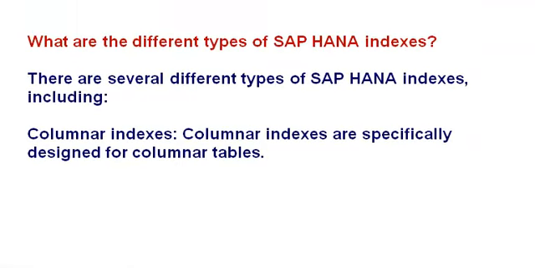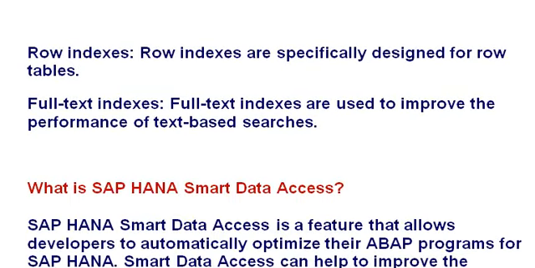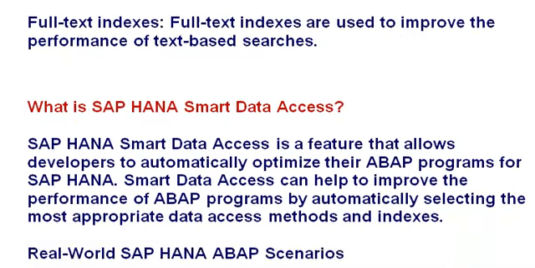Now, what are the different types of HANA indexes? There are several different types of HANA indexes, including columnar indexes. Columnar indexes are specifically designed for columnar tables. Then we have the row indexes. Row indexes are specifically designed for row tables. Full text indexes are used to improve the performance of text-based searches.